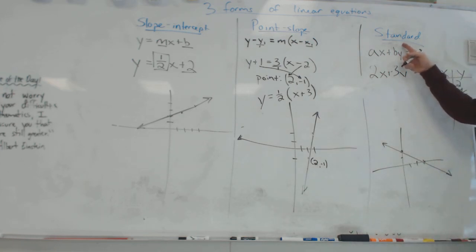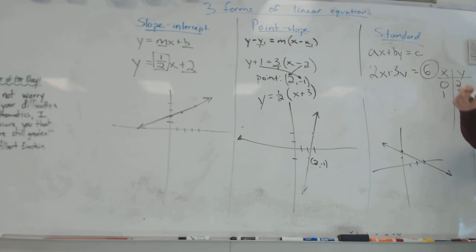And then how do we know we're in standard form? It's a random number and x and y equals. Yeah, so on one side of the equation, you have just a number. That's how you know you're in standard form.